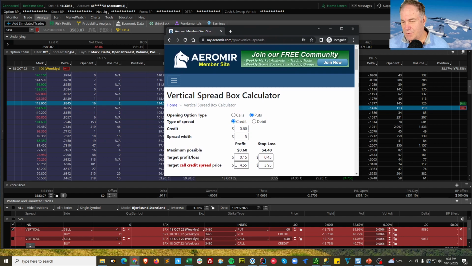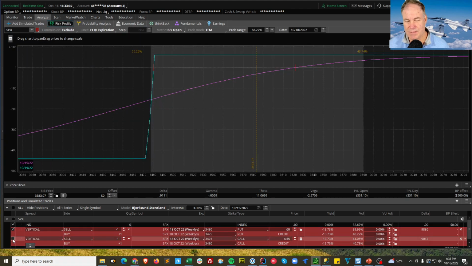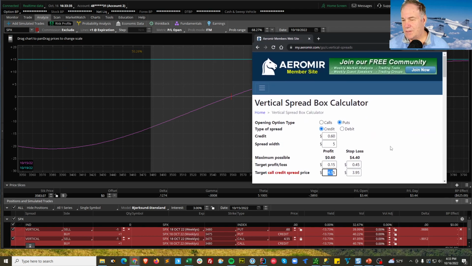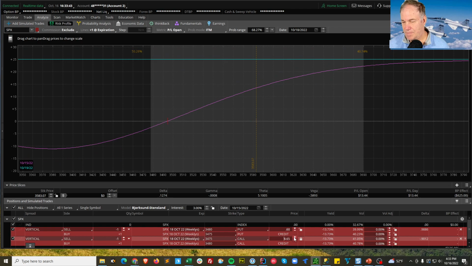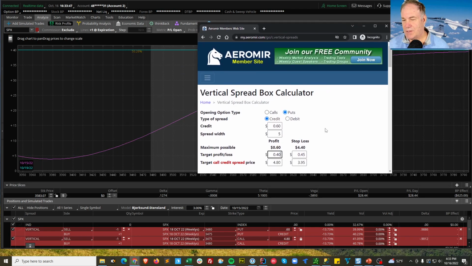So we want to have the target call credit spread price of 4.55. So let's see what that is, 4.55. And now let's look at the risk profile and add these together. And now we've locked in $15, or 15 cents. Say you want to make a bit more, say you want to make 40 cents. Let's set this to 4.80. So 4.80. And there's your $40, or 40 cents, on one contract.